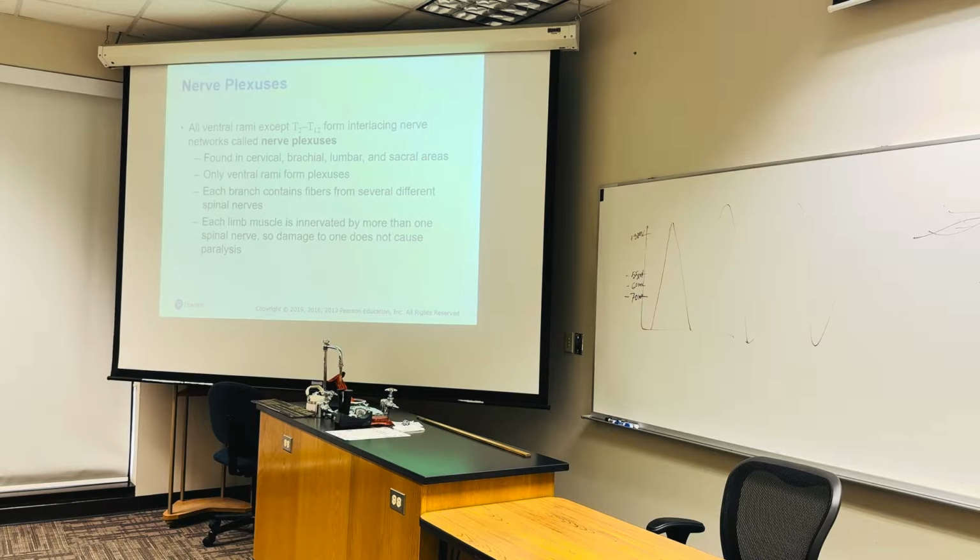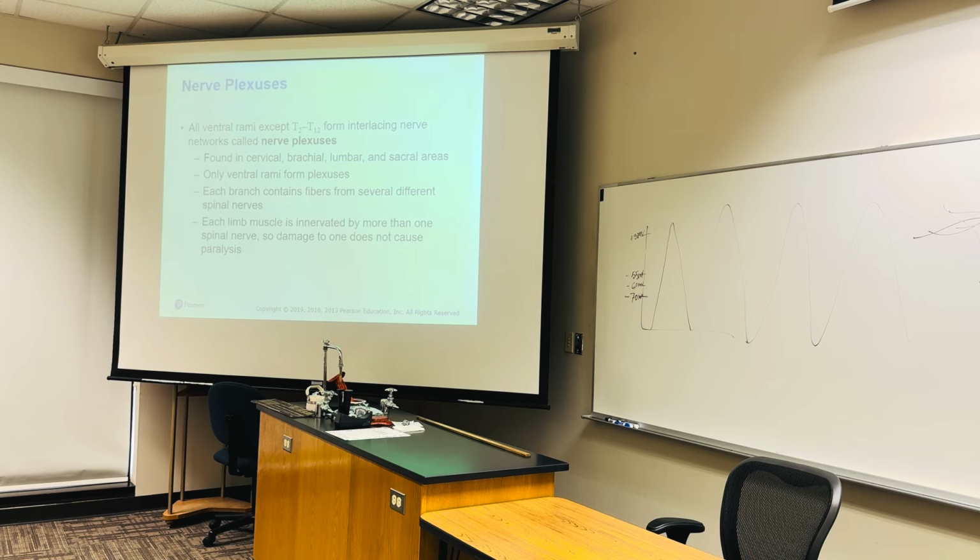So how many different types of nerve plexuses do we have? We have 4 different nerve plexuses. The one in the cervical region, the cervical plexus; the one in the brachial region, the brachial plexus; the one in the lumbar region, the lumbar plexus; and in the sacral region, the sacral plexus. Found in cervical, brachial, lumbar and sacral areas, only ventral rami form the plexuses. Each branch contains fibers from several different spinal nerves, and each limb muscle is innervated by more than one spinal nerve. So damage to one does not cause paralysis.